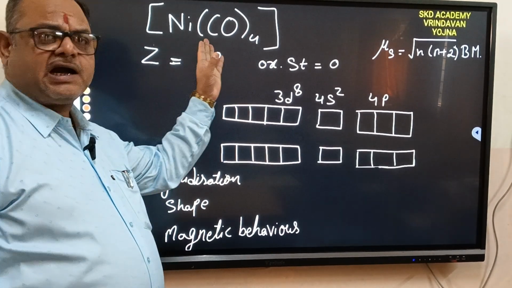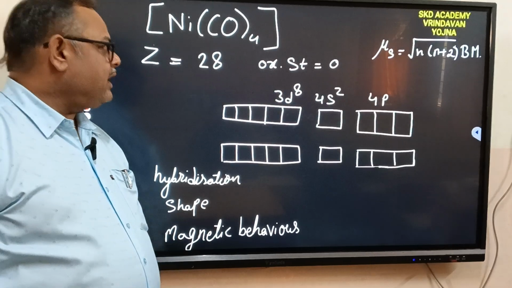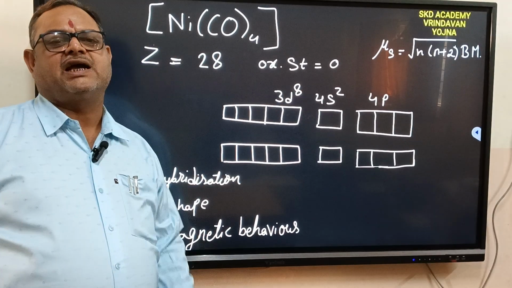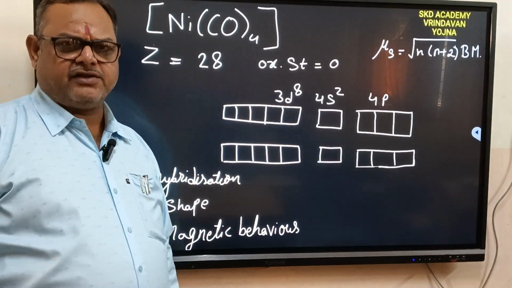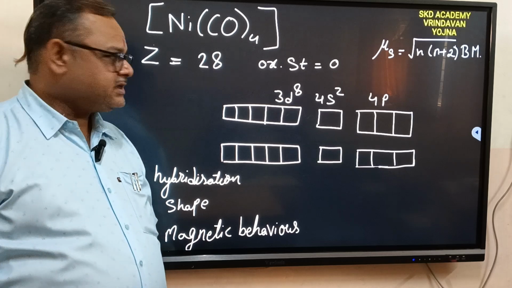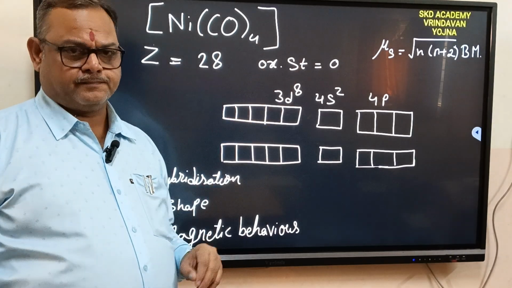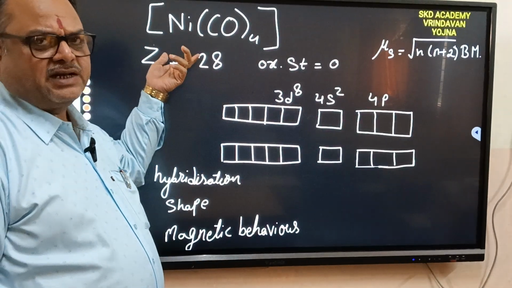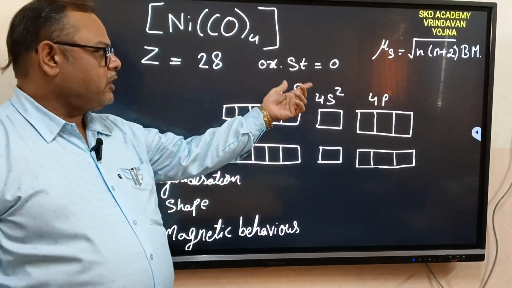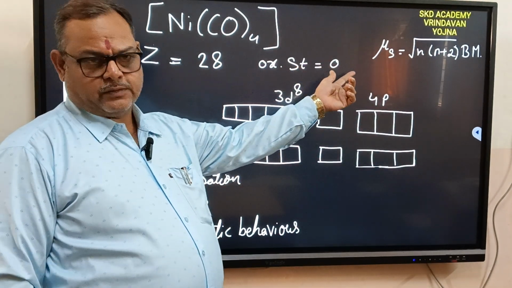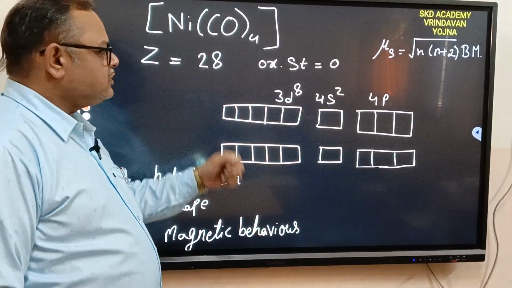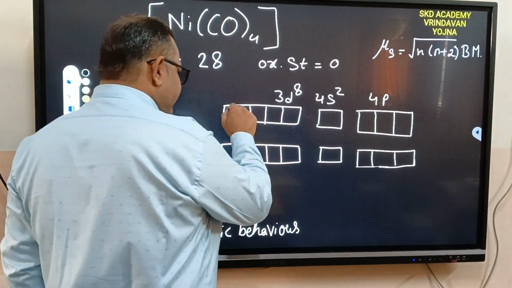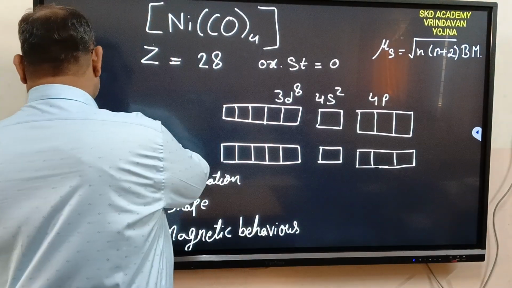hybridization of tetracarbonyl nickel. A thing must be kept in mind that whenever only carbon monoxide is present as a ligand, you need not calculate the oxidation state because it is always 0. So see, in Ni(CO)4, nickel has the atomic number of 28. The oxidation state, as I discussed, is 0. Now the ground state configuration of nickel is 3d8 4s2. Now we have 8 electrons in 3d orbital.